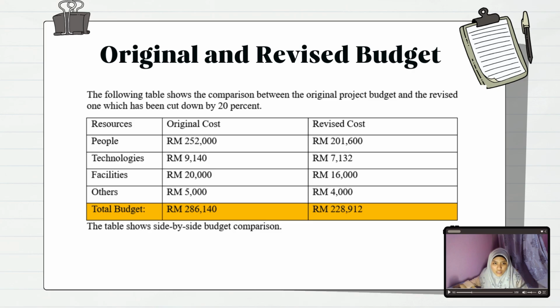For the facilities resources, the original cost is 20,000 ringgit, while the revised cost can be cut down to 16,000 ringgit. The other resources is 5,000 ringgit for the original cost, while the revised cost would be 4,000 ringgit. The total budget for the original cost is 286,140,000 ringgit, while the revised cost is 228,912 ringgit.